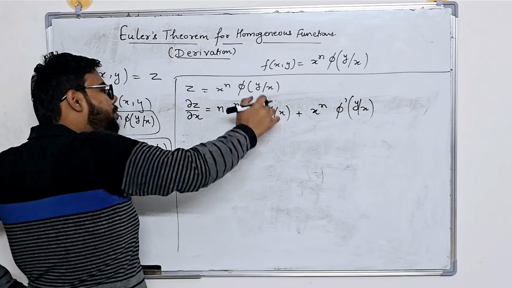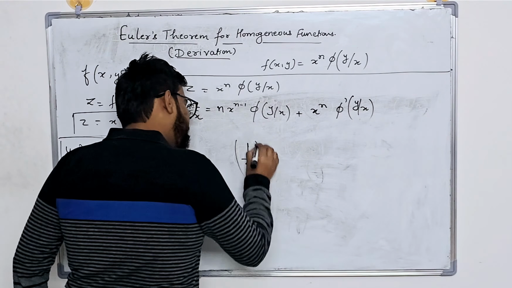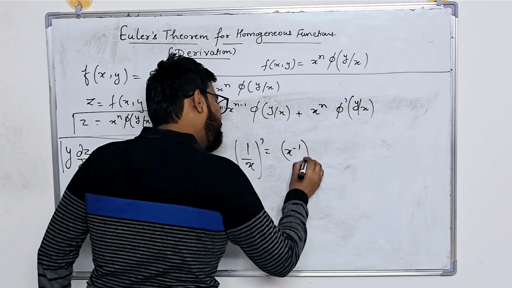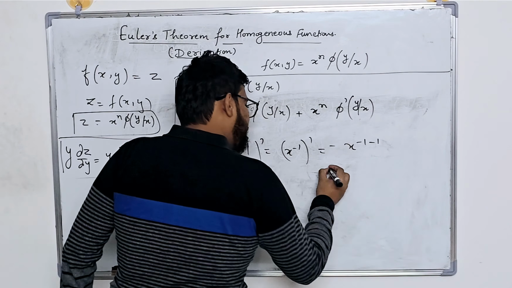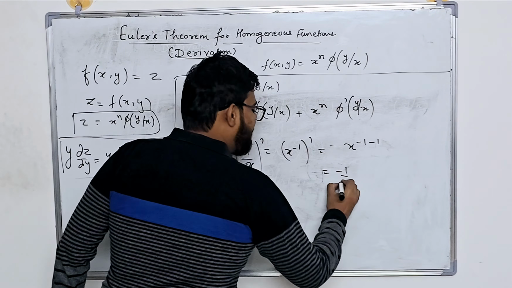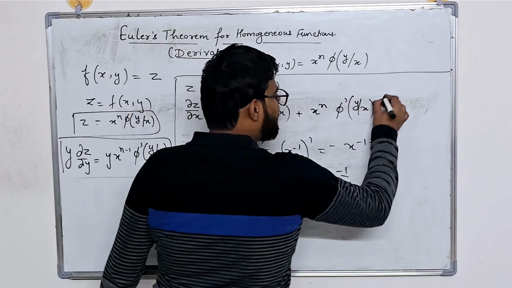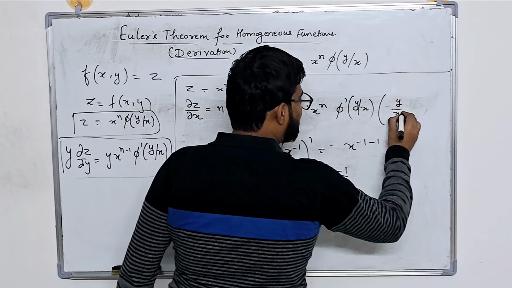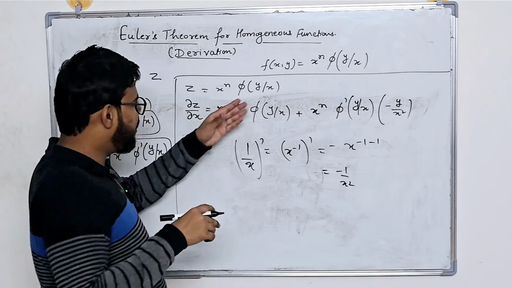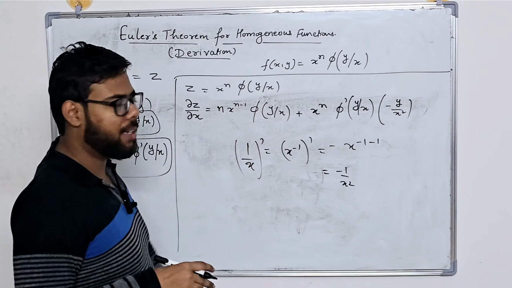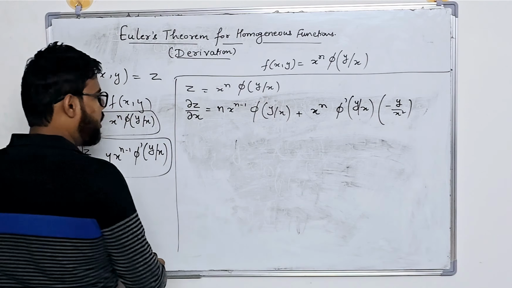Then the derivative of the inner function. What is the derivative of 1 by x? 1 by x can be written as x to the power minus 1, whose derivative is minus 1 times x to the power minus 2, so you get minus 1 by x square. This is the derivative of 1 by x. That is why you get negative y by x square, since you don't need to differentiate y because y is a constant. So you leave y as it is in the case of chain rule. Let me erase this.